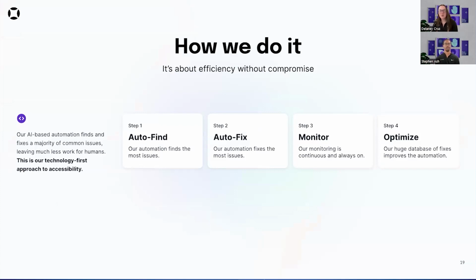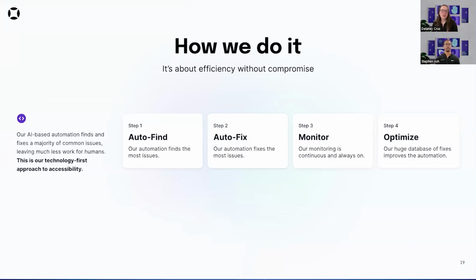So kind of as I mentioned before, step one, following our JavaScript being installed on a website, our automation finds the most issues. So every single time an individual visits a website, we are actually scanning that page for accessibility issues, and then auto fix on page reload, we are live deploying fixes to that web page.